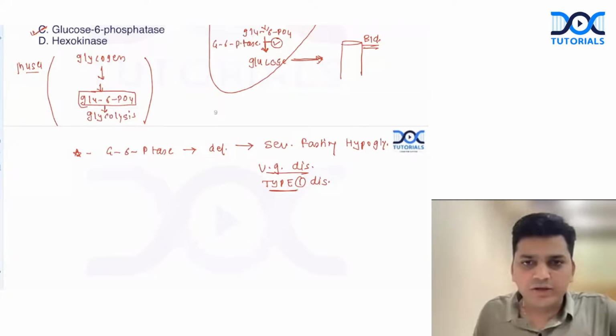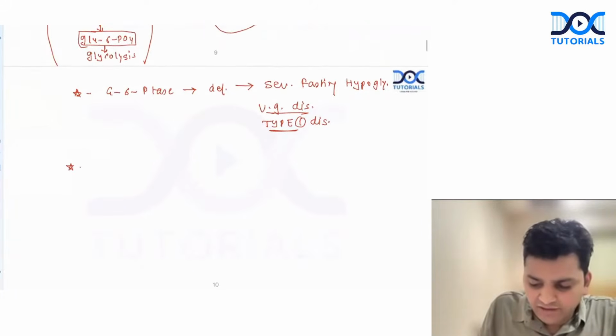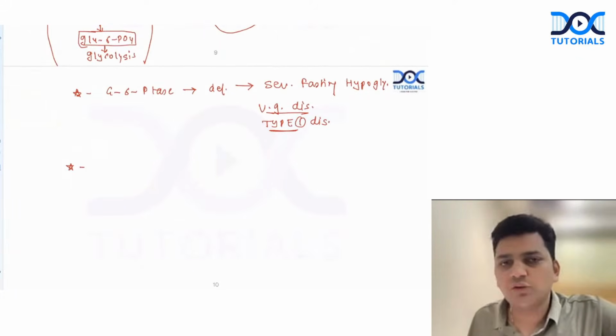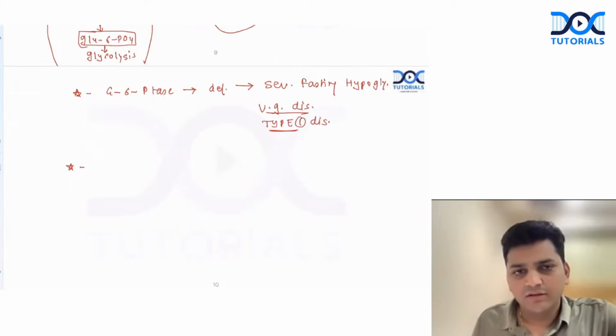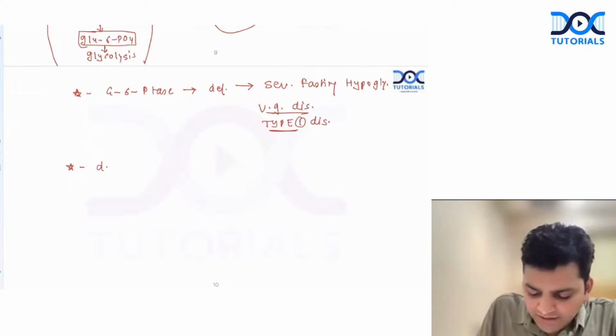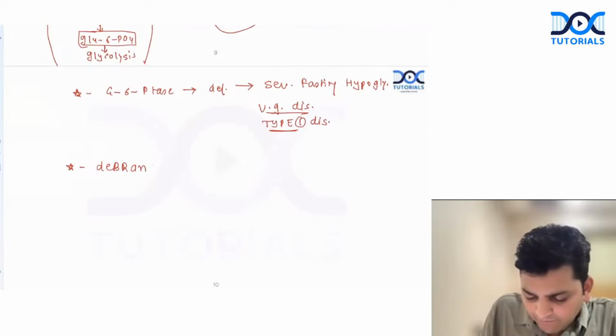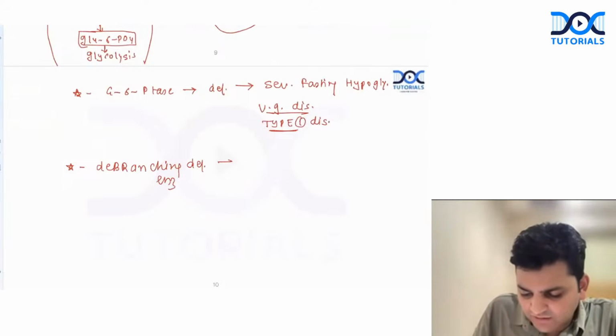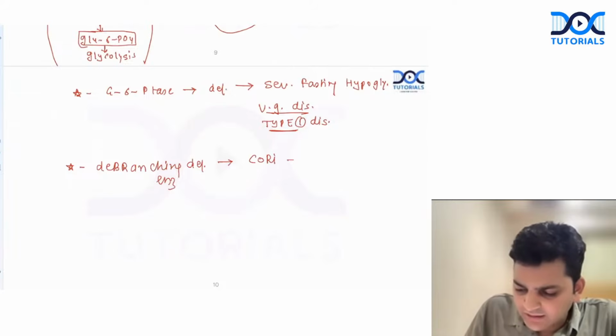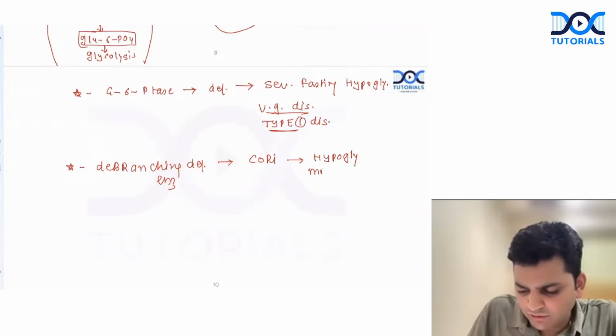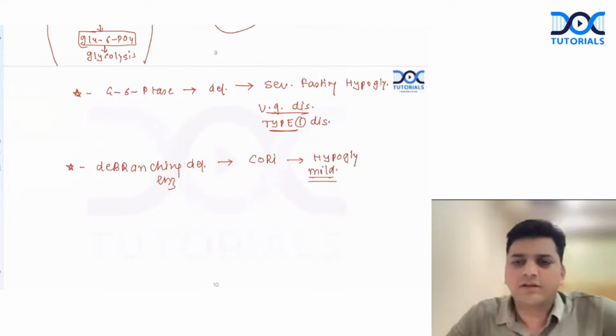Can you tell me one more glycogen storage disease which can lead to hypoglycemia, where you are not able to cut the glycogen nicely? There is one more disease if the debranching enzyme is not there. If there is a debranching enzyme deficiency, that is called which disease? That is the Cori disease. In that also we will have hypoglycemia, but this is going to be a mild hypoglycemia. It's not going to be that severe hypoglycemia like von Gierke.